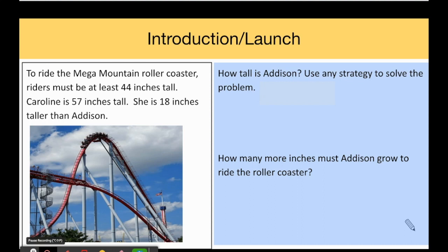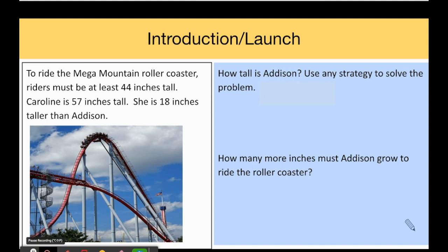Read with me. To ride the Mega Mountain roller coaster, riders must be at least 44 inches tall. Caroline is 57 inches tall. She is 18 inches taller than Addison. How tall is Addison? Use any strategy to solve the problem. How many more inches must Addison grow to ride the roller coaster?